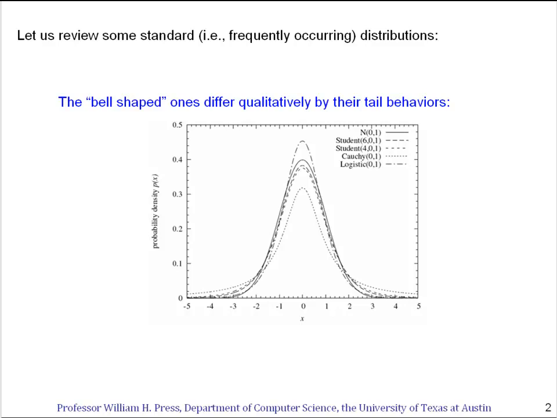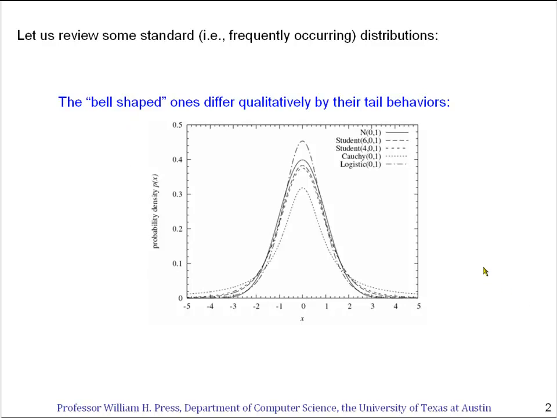Let's review some standard univariate probability distributions that occur frequently in practice. Univariate means that they're functions of one variable, x, and the distribution tells what the probability of x should be. A bunch of these distributions are roughly bell-shaped, so we can group them together just by that property and talk about them one by one.